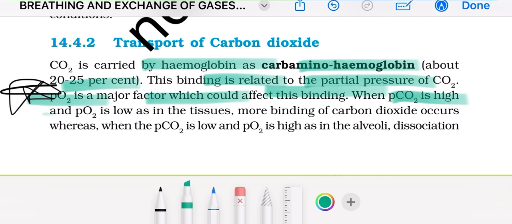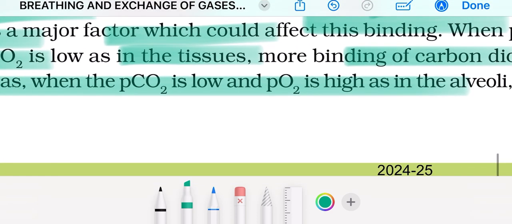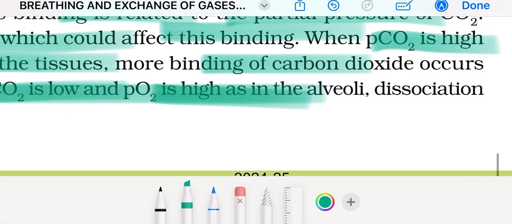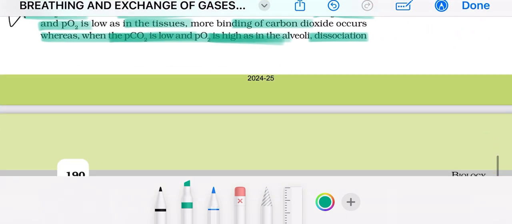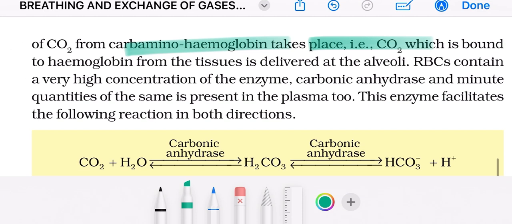When PCO2 is higher and PO2 is low, as in the tissue, more binding of carbon dioxide occurs, whereas when PCO2 is low and PO2 is high, as in alveoli, dissociation of carbon dioxide from carbaminohemoglobin takes place. That is, carbon dioxide which is bound to hemoglobin from tissues is delivered at the alveoli.